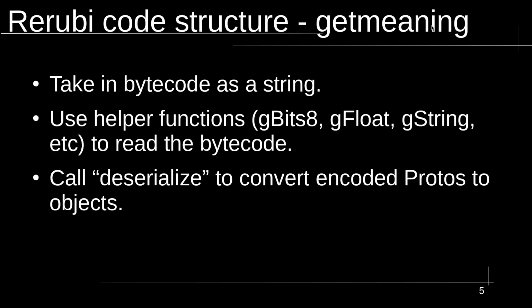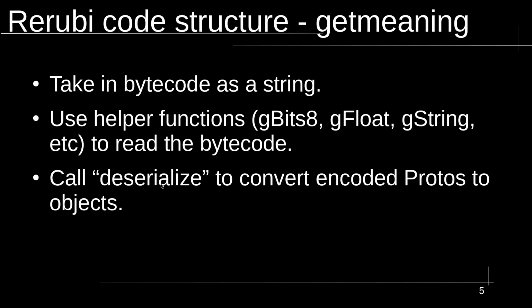So get meaning. What does it do? This is the higher level function that has deserialize inside of it. We take in bytecode as a string, and then we use helper functions like gbits8, gfloat, gstring to read the bytecode. Because what bytecode is, the Lua compiler will output a list of numbers and strings that represent your program. So bytecode is literally just a list of numbers and strings in a certain order.